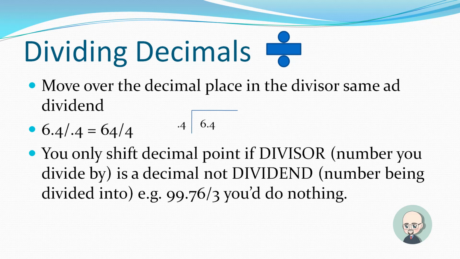Okay, I know this is a little tricky at first, but you'll get the hang of it. So you only shift the decimal point if the divisor, the number you're dividing by, in that case 0.4, is a decimal number, not the dividend, the number you're being divided into. Okay, so if we had 3 into 99.76, you're not doing anything.